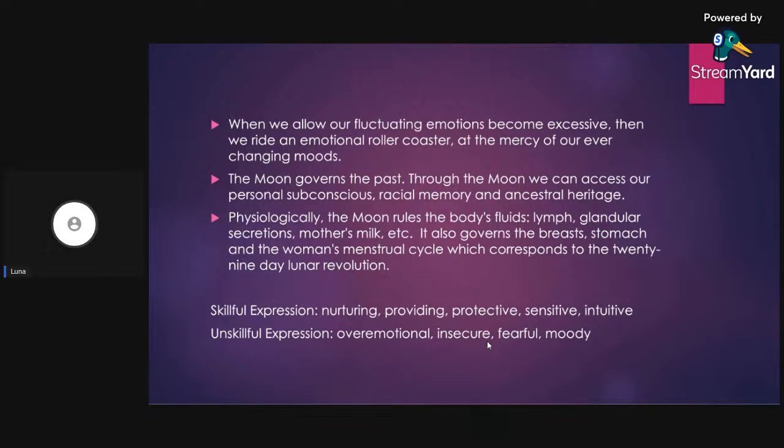However, when we follow our fluctuating emotions to excess, then we ride an emotional roller coaster at the mercy of our ever-changing moods. Finally, the moon governs the past. Through the moon, we can access our personal subconscious, racial memory, and ancestral heritage. Physiologically, the moon rules the body's fluids, lymph, glandular secretions, mother's milk, and so on. It also governs the breast, stomach, and the woman's menstrual cycle, which corresponds to the 29-day lunar revolution. The skillful expressions are nurturing, providing, protective, sensitive, and intuitive, and the unskillful expressions are over-emotional, insecure, fearful, and moody.